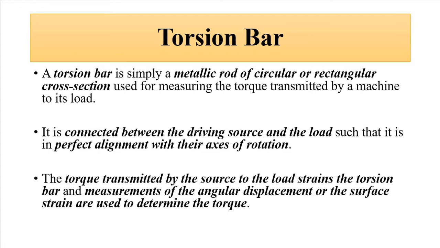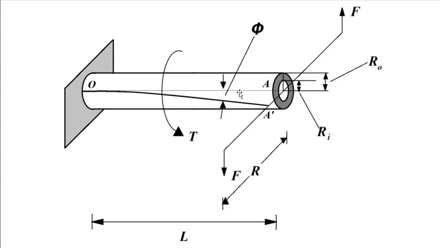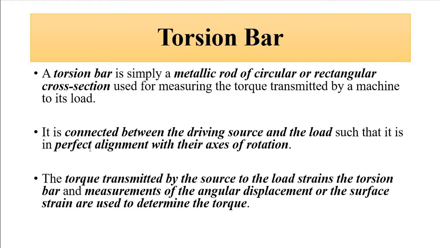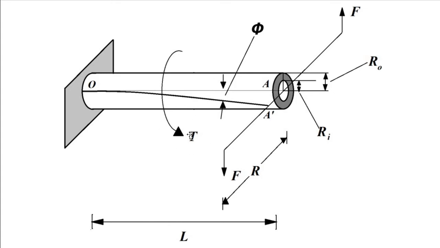Basically it comes in the form of a metallic rod of a circular cross section. In some cases it is of rectangular cross section as well. This cylindrical rod is connected to the point where torque is to be measured, the source of torque, the revolving or rotating body. It can be any rotating device, for example a motor. When it is connected to that fixed point, the torque T causes it to rotate because of the force application. So here F and F act upwards on one end and downwards on the other, causing it to rotate in this direction.